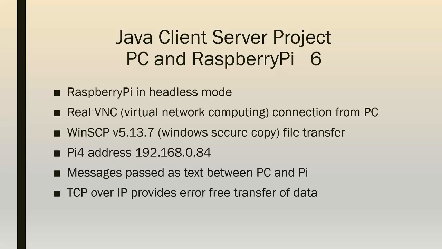On here you see the versions of VNC and WinSCP that I've been using, and the address of the Pi is 84. And as I say, the messages are being passed back and forwards in text, and the file transfer and all the data is being moved back and forth using TCP/IP.